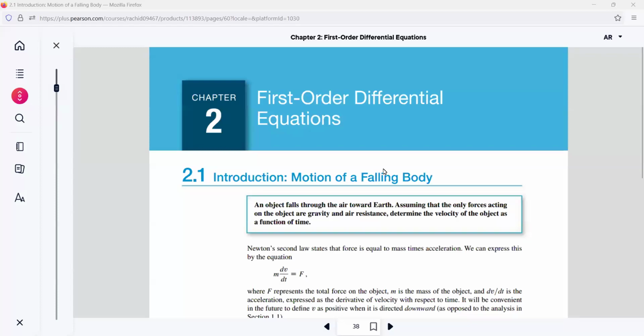Hello everyone. In this video, I'm going to discuss the introduction to the motion of a falling body. And the idea I'm using here, the textbook, is for the purpose of developing a skill of going into a textbook or a book in general, going to a library and searching for a book about a certain subject and trying to read that textbook.